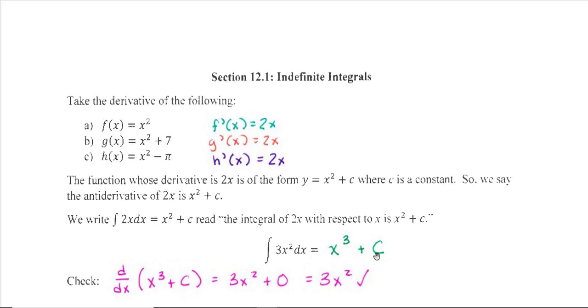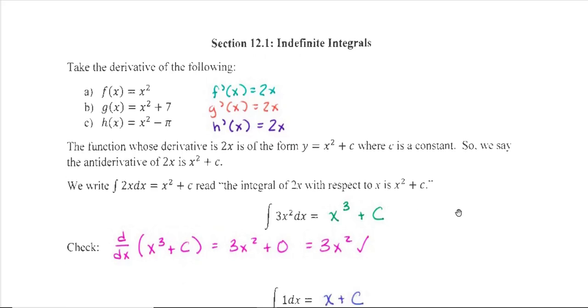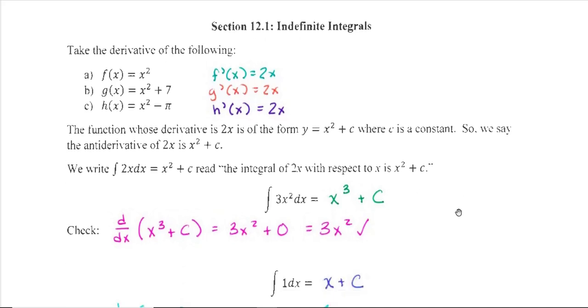You can always check that you found the correct antiderivative by taking its derivative and making sure you get this integrand in here. So if we take the derivative with respect to x of x cubed plus c, the derivative of x cubed is 3x squared, plus the derivative of any constant is 0. 3x squared plus 0 is 3x squared, and we did get that integrand right there, so we did that right.